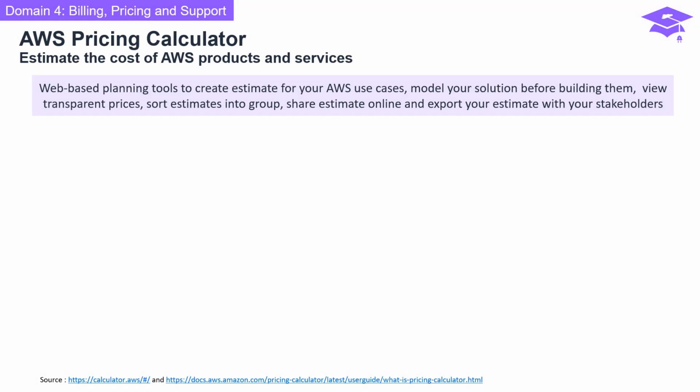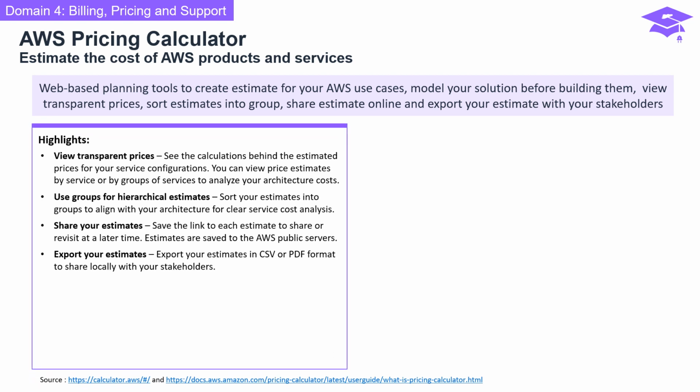AWS Pricing Calculator is a web-based tool designed to help you estimate the cost of AWS products and services. It's a valuable resource for modeling your solutions before building them, offering transparent pricing views, grouping estimates, and facilitating easy sharing with stakeholders. Let's highlight some key features of the AWS Pricing Calculator.